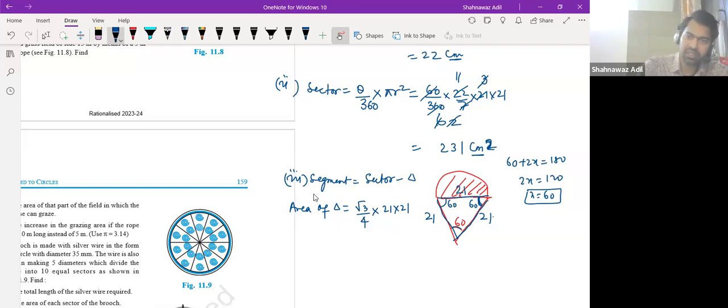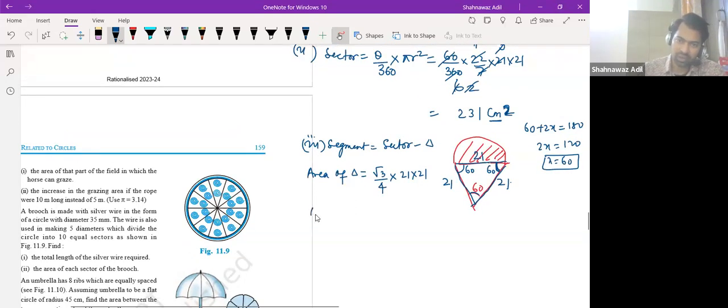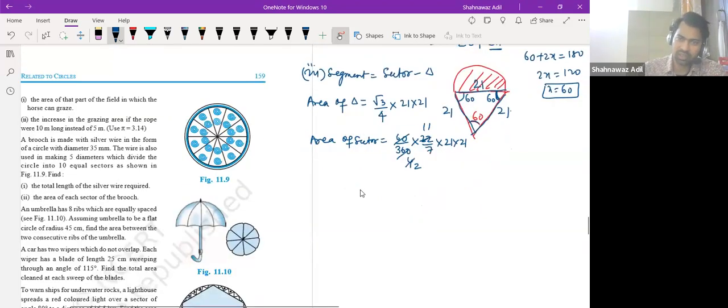And the area of the sector we have just calculated. So area of sector is 60 by 360 into 22 by 7 into 21 into 21. So this is 4, this is 2 and this is 11. As Rizwan suggested, we can keep this 21, 21 part, right? So let us keep it that way, and the segment would be how much?